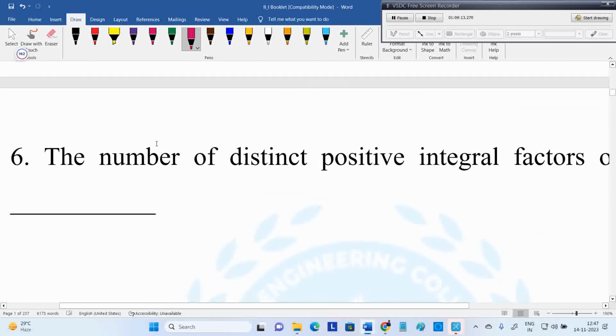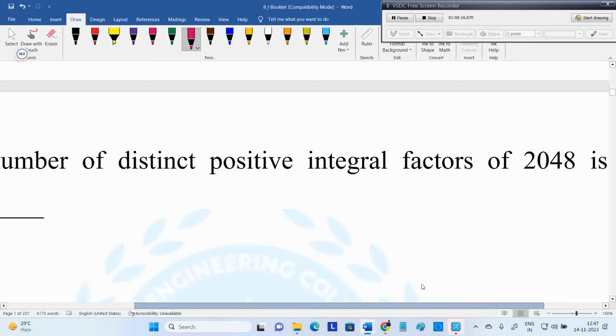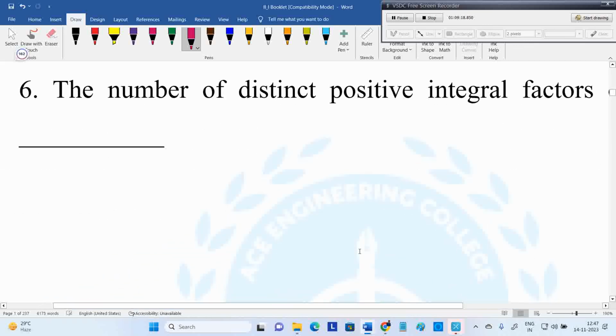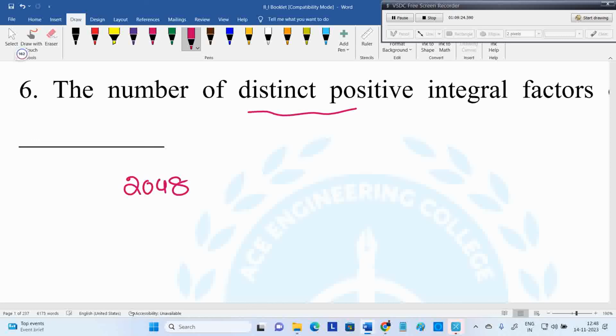The other question here is the number of positive factors for 2048. Factors are all positive integers only, and we are taking only distinct ones. So write it as prime number powers. 2048 is 2 into 1024, which is directly 2 power 11. The number of factors is 12.